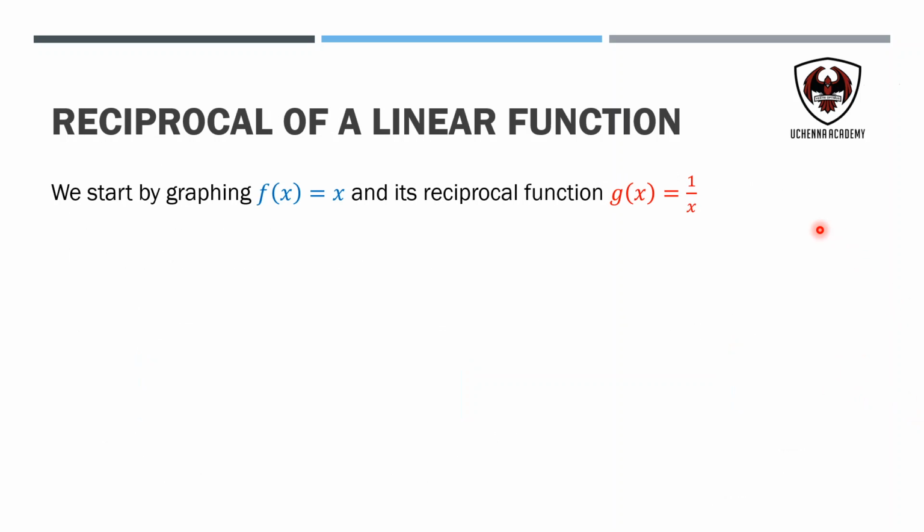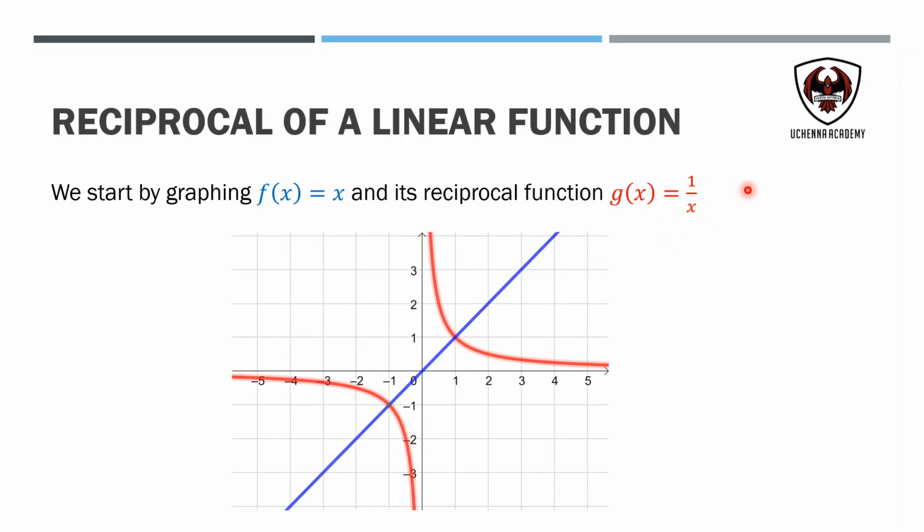So let's take a look at the reciprocal of a linear function. A linear function is y is equal to x, and then its reciprocal would be 1 over x. That's really what reciprocal means. If we go ahead and sketch this, I used Desmos or GeoGebra to get this. These are the two graphs that you get. The blue is the line, y is equal to x, and the red is its reciprocal, 1 over x.